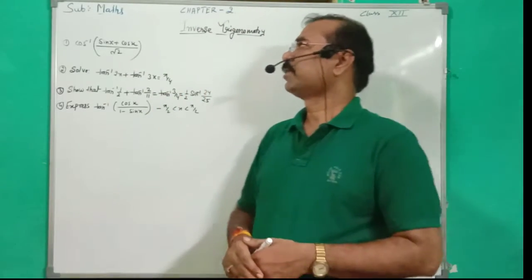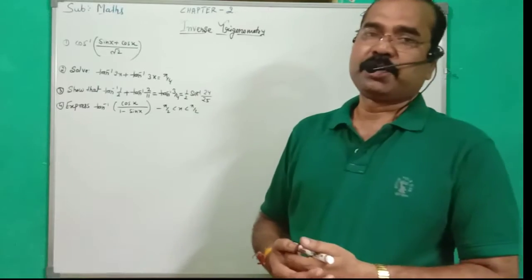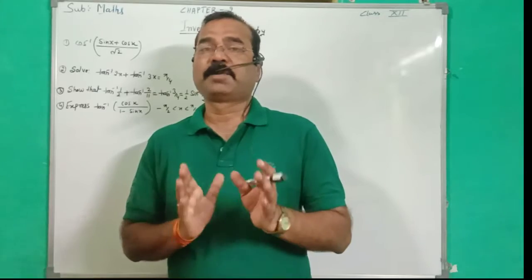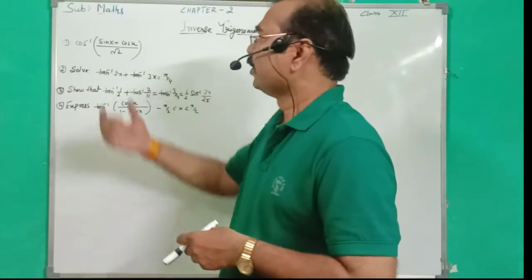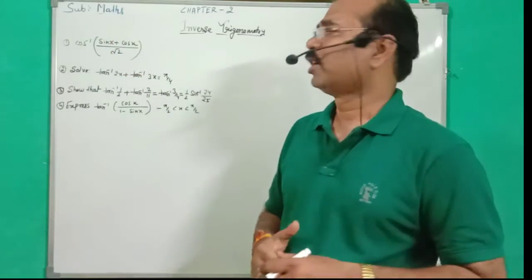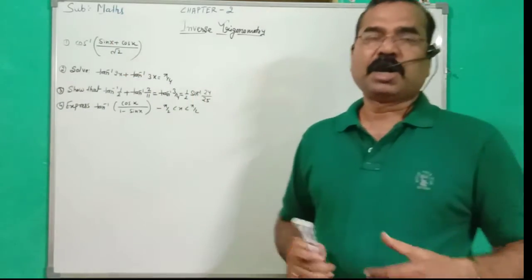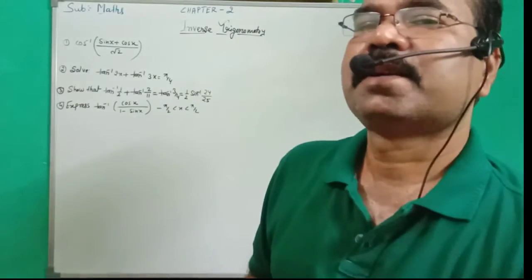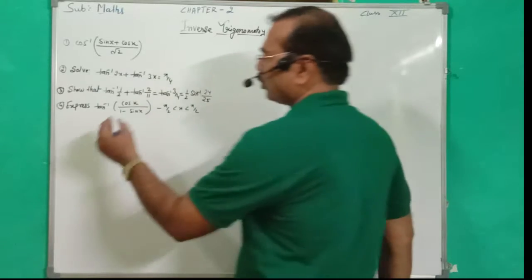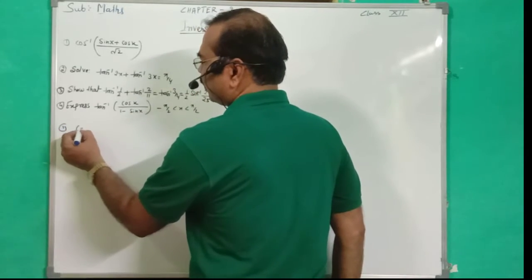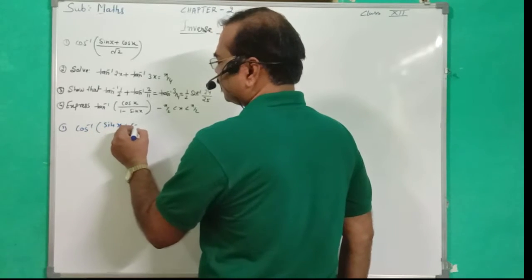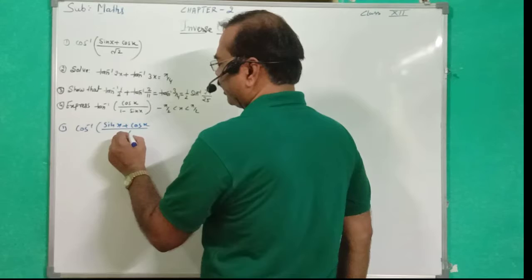First one is cos inverse of (sin x plus cos x) upon root 2. Before that video we already discussed our main object: here is a cos, so the cos inverse and cos cancel out, and we can get the values. According to that, the question given is cos inverse of (sin x plus cos x) upon root 2. That is your first question.